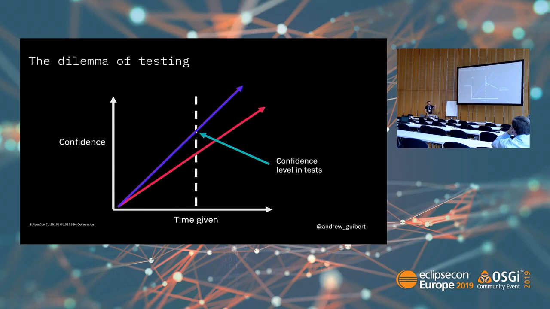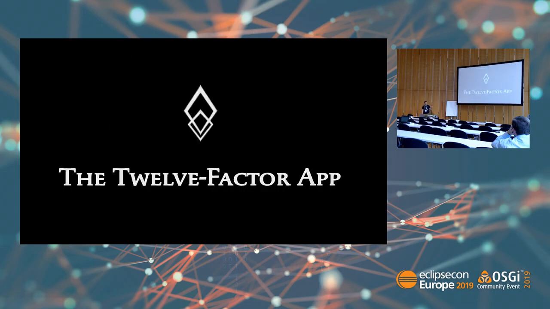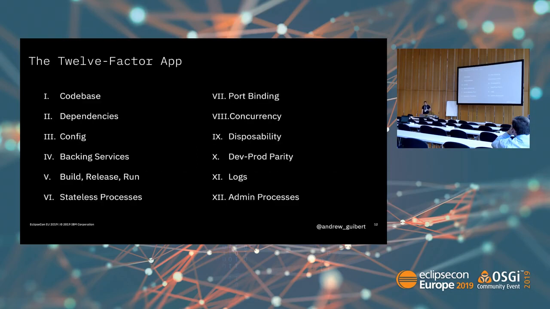So I want to put a pin in this for a minute and talk about another thing that's important with microservices and modern applications, and that is a manifesto that was published called the 12-Factor App. Some of you may have heard of this before. If you haven't, these are the 12 factors that comprise the whole piece. I'm not going to go into all of these in detail, but instead I'm going to focus on factor number 10, and that is dev-prod parity.